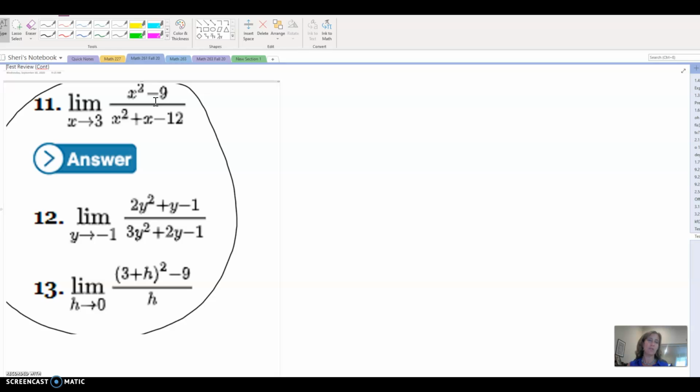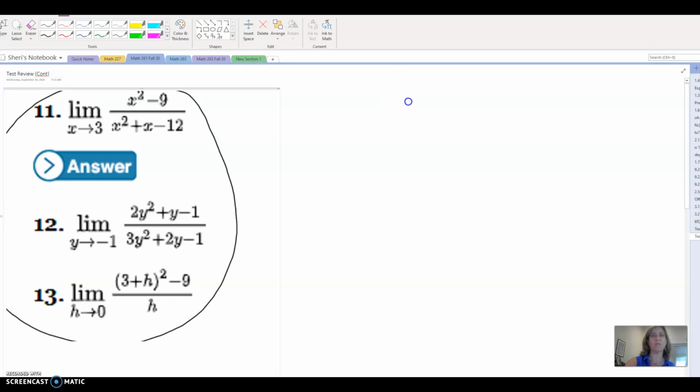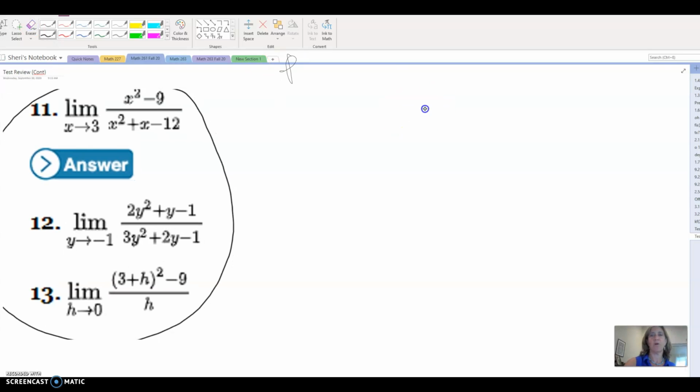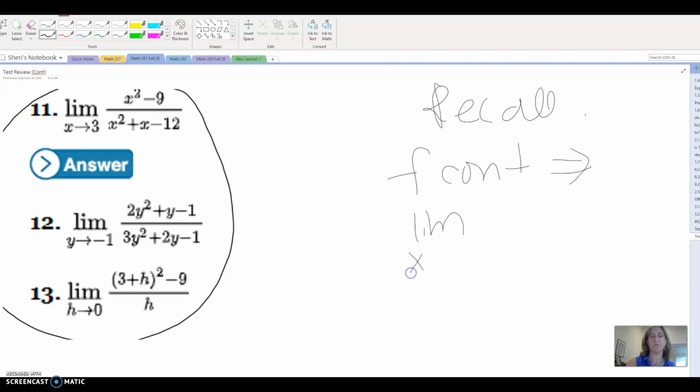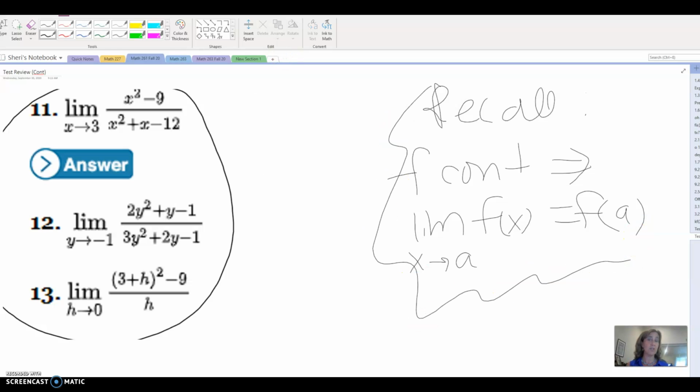All of these limits you would solve algebraically, meaning first I'm going to use the idea that if a function is continuous, so we'll briefly recall that over here. Recall, if a function is continuous, then not only does the limit exist and is the function defined, but those values are the same. So the limit as x approaches a of f of x has to equal f of a. How does this help us? Well, if I can rewrite the function algebraically so it seems continuous at the point I want to find the limit, then to find the limit, I just find the value of the function.